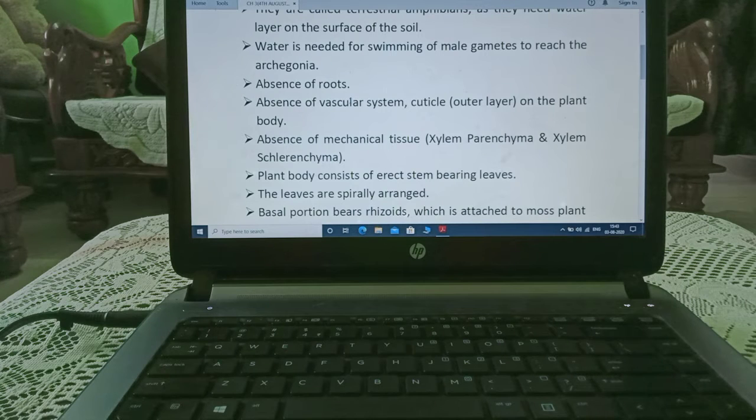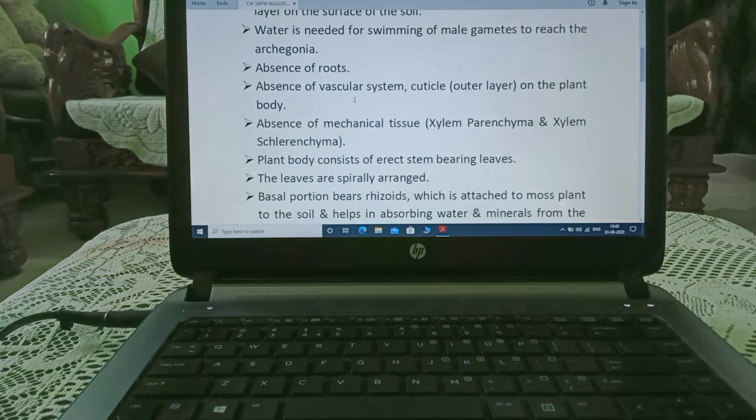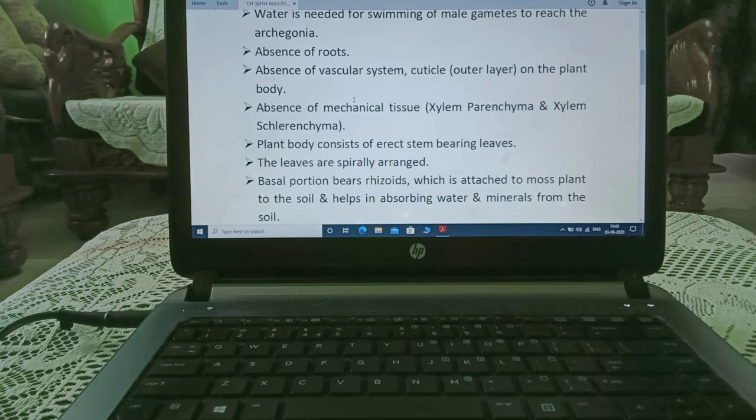They have an absence of a vascular system, meaning xylem, phloem, and cuticle. They have an absence of mechanical tissue. Mechanical tissue means, in xylem, xylem parenchyma and xylem sclerenchyma, and in phloem, phloem parenchyma and phloem sclerenchyma.